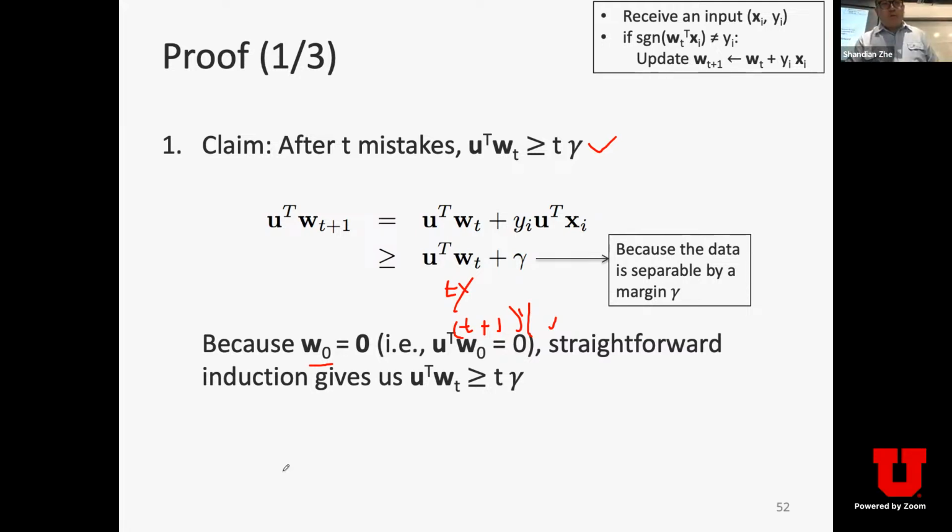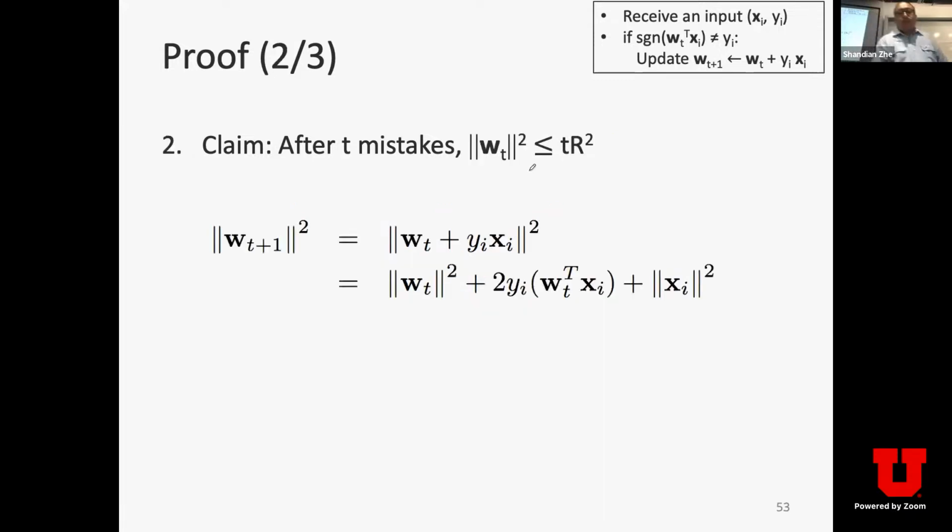Okay, so we showed the first claim: u transpose wt is no less than t gamma for every possible t. And the second claim is another inequality. We want to show that for any t, meaning that after t mistakes, the squared norm of our current weight vector wt is upper bounded by t times R squared. Here big R means the upper bound of the length of the input vectors. This is our precondition.